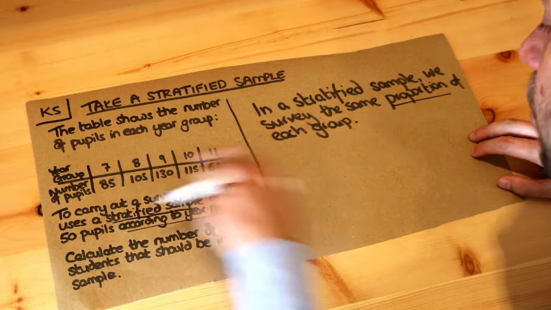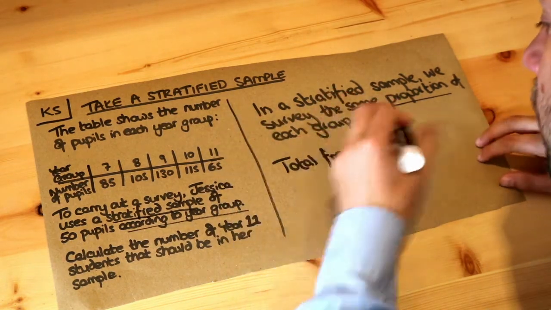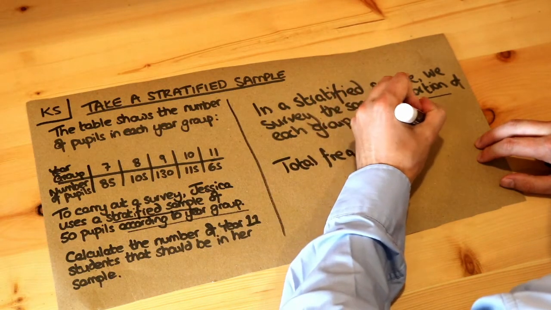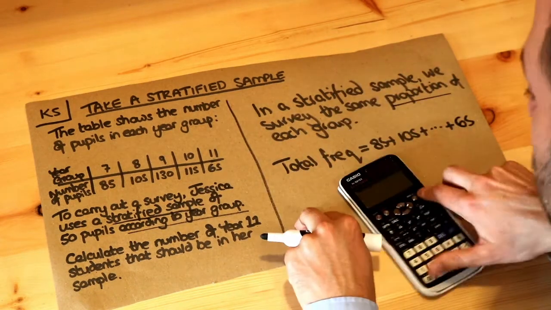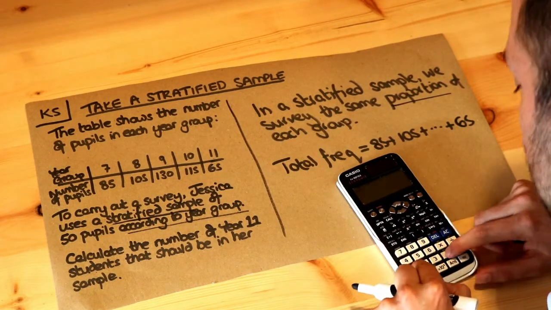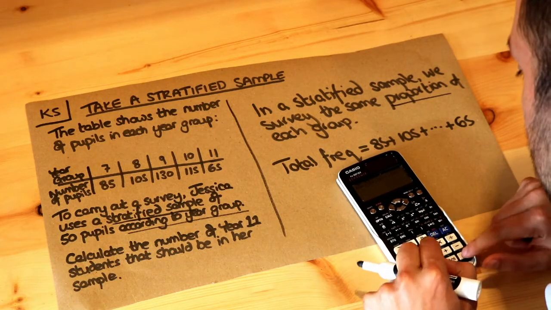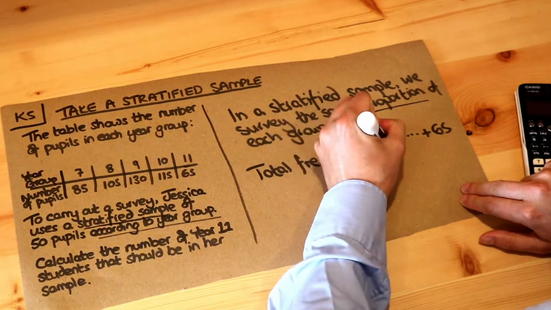Now, we'll work out the total number of pupils first, so find the total frequency, and we're going to do 85 plus 105 plus 130 plus 115 plus 65, and I'm just going to add up all those numbers on my calculator. Oh, nice round number. There are 500 students.